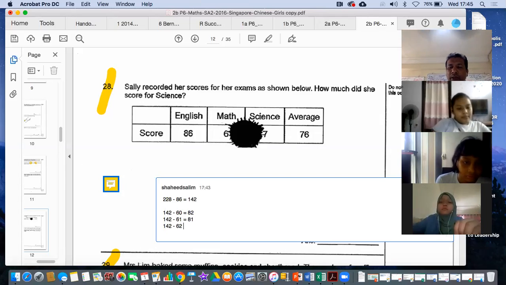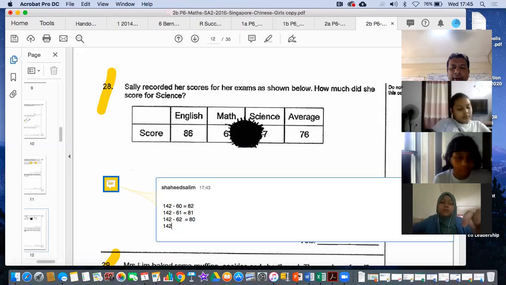62. Because this number here can be 60, 61, 62, 63. So you get 80. Until I get a 7. And when we try the right number down here, 63, you will get 79. And then after 142 minus 64, you get 78. Then the next one, 142 minus 65, you get 77.